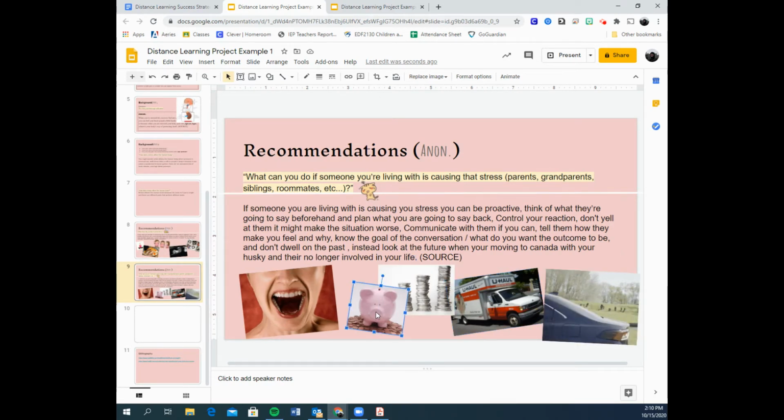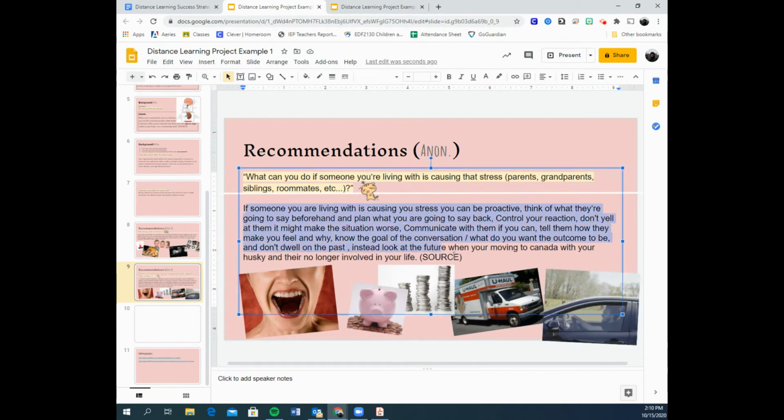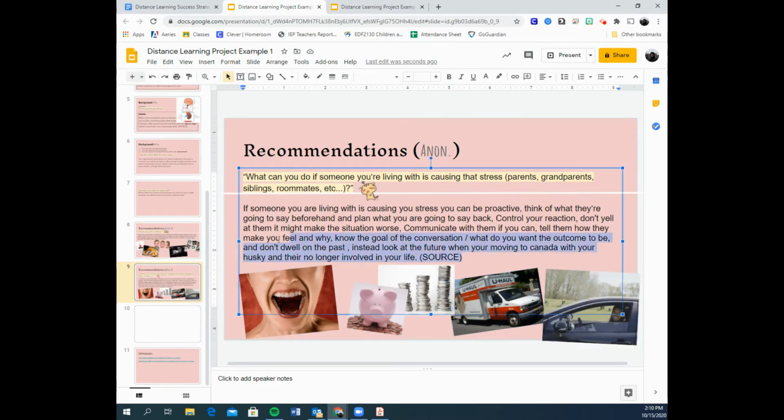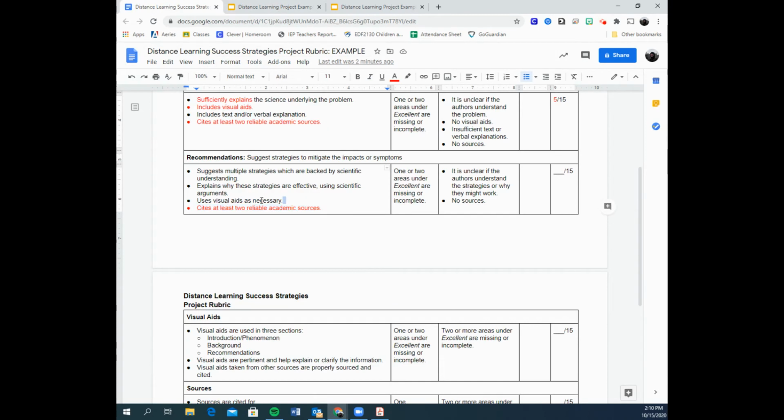And money? These pictures don't help explain what's right here. So if you have a picture on a page, it needs to have a purpose. It needs to help explain what you're saying here. So we have a lot of cool pictures, but I don't understand what they have to do with this paragraph. So I'm going to take off points for visual aids.